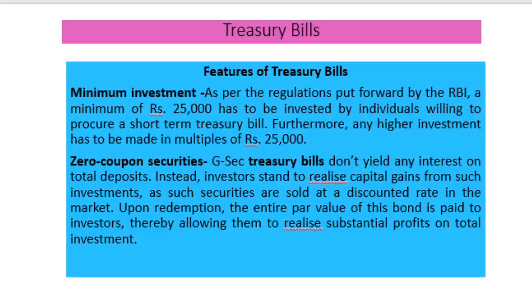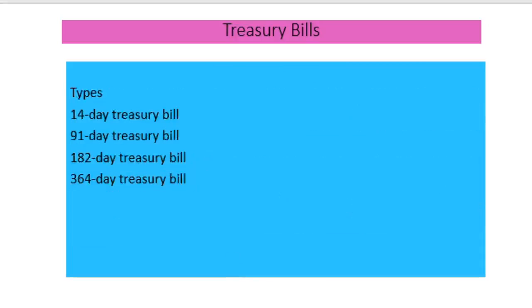Upon redemption, the entire par value of this bond is paid to the investors. That is, these treasury bills are sold at a discount rate in the market by the government, and at the time of redemption, the investors get the full amount. That means there is no interest gain. In the case of the government securities market, we have the capital gains in the form of the full value at the time of redemption.